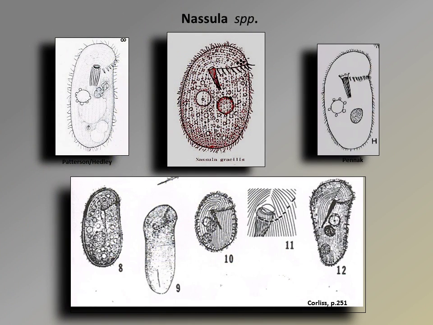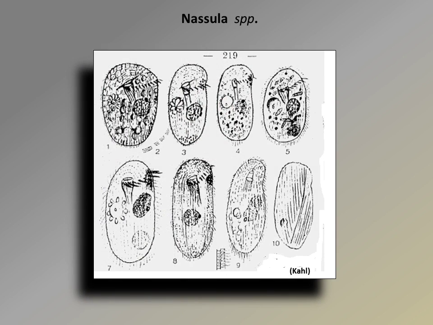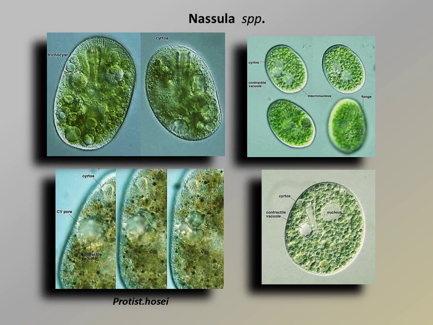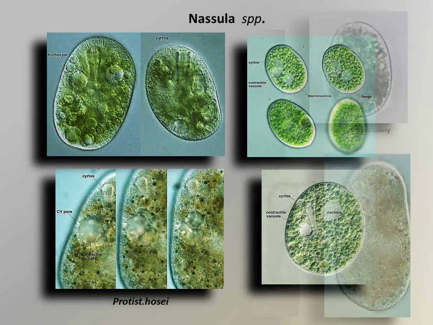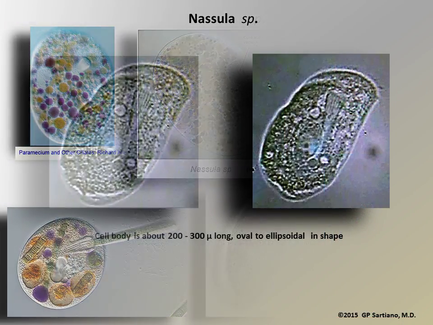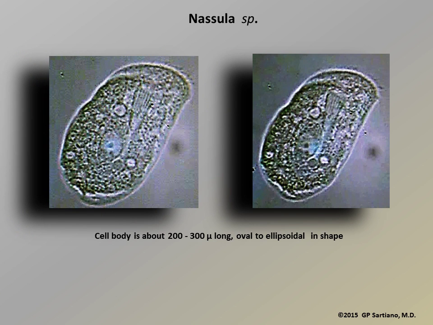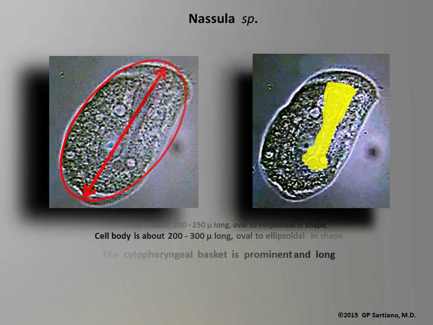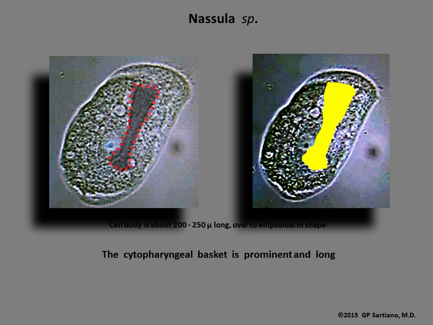There are many fine drawings and illustrations as well as photomicrographs of Nassula to be found in the literature and on the internet. The cell body of Nassula is typically ovoid to ellipsoidal in shape and 200 to 300 microns in length. It has a cytopharyngeal basket, or nass, which is large, long, and prominent.